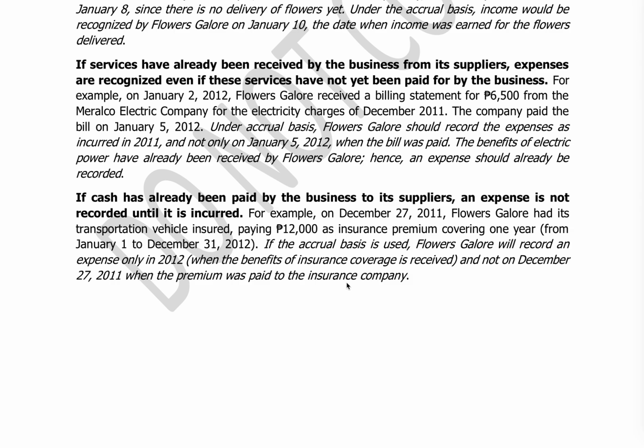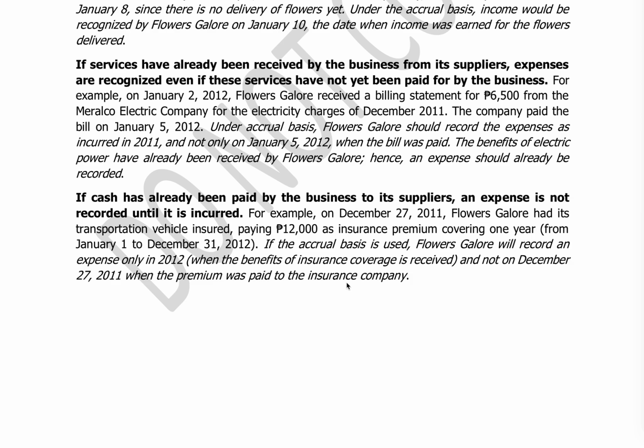So, the question is, at the end of the year, December 31, 2011, will you recognize the expense or you will just recognize the expense on January 5 when you have paid the electricity? The answer is, you recognize the expense on December. Because, remember, the expenses are recognized when they are incurred, not when they are paid. The benefits of electric power have already been received by Flowers Galore on December 2011. You recognize the expense during that time. That should be the time when the expenses are recorded, not on the succeeding month when you have paid for the bill.